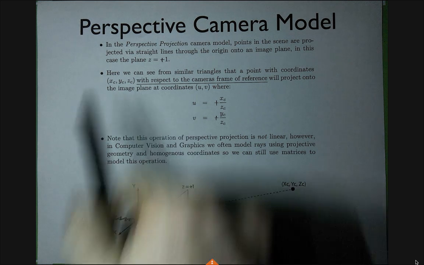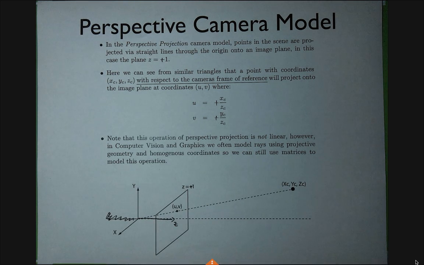Sorry, I previously had a minus there. I changed it to plus because I don't think there's any good reason for the minus, I suppose maybe some conventions. So the idea is that we have these rays of light passing through the origin of this coordinate system, and they intersect the plane z equals 1 at some point u, v.